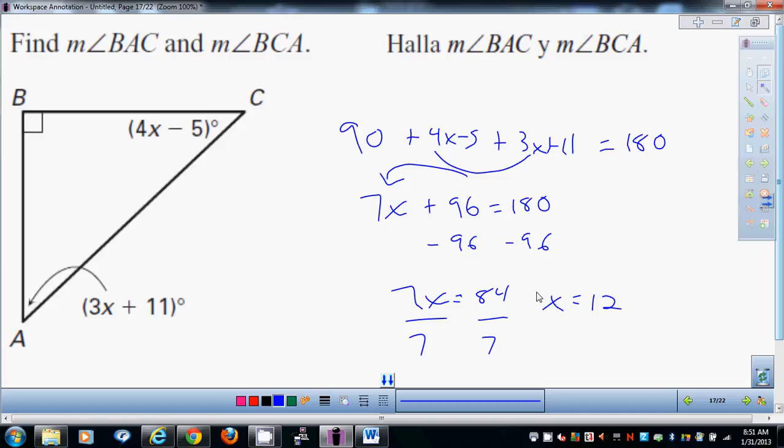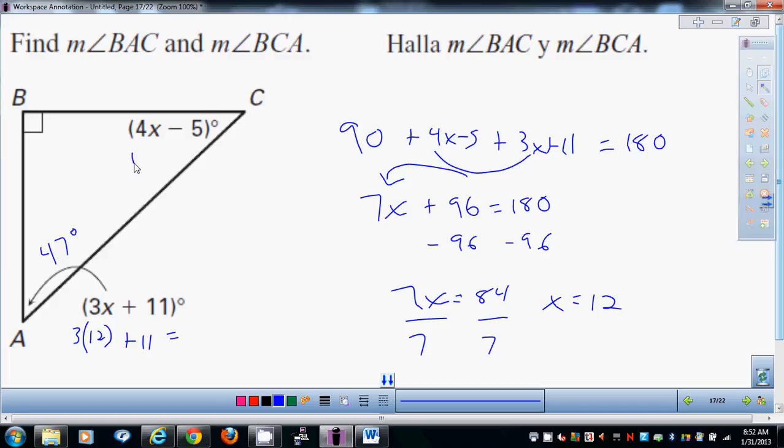Okay. Question. Oh wait, did I answer the question? No. What did it ask me for? The angles. So what do I do with that 12? Plug it in. 3 times 12 plus 11, 36 plus 11 makes 47 degrees. Now, you could plug it into the other one. What's an easier way to find that last angle? Add 47 and 90, subtract from 180. Shabam. 43. And we're done.